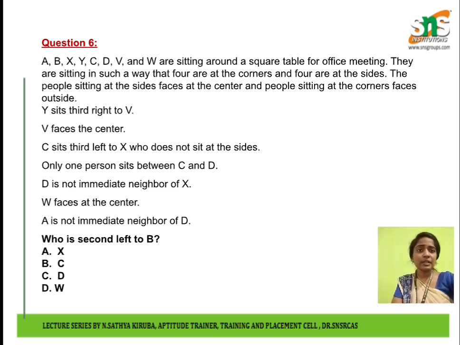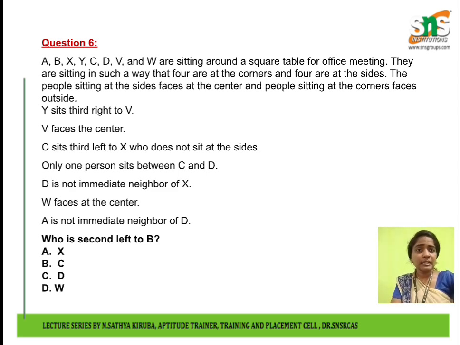So here it is very clearly said. In the previous problem in the previous video, it was not clear who is facing the center. But here it is very clear. Those who are sitting at the sides are facing the center and people sitting at the corners are facing outwards. Now we don't know who is facing the center or who is facing outward, but 4 are going to sit at the corners, 4 at the sides. That is very clear.